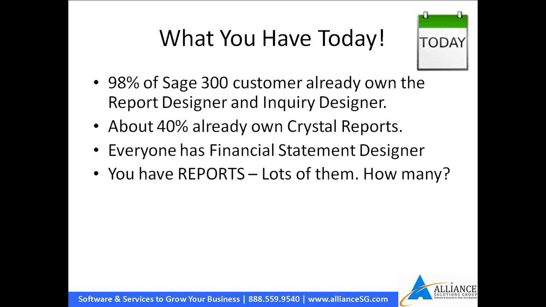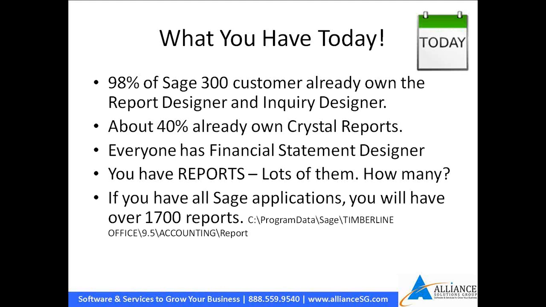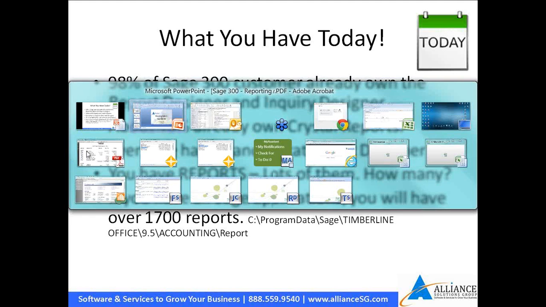And what you may not know is how many reports you have in the system right now. Most people are unaware that there are more reports in the system than are typically displayed on the menus. And you say, how many? Well, you've got 1,700 plus reports if you buy the full gamut of Sage software. Now you say 1,700, that's a lot of reports. And so how many reports is that?